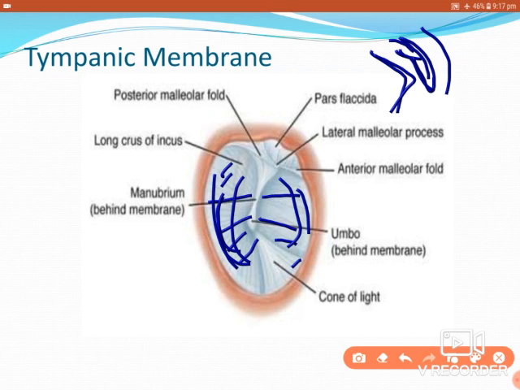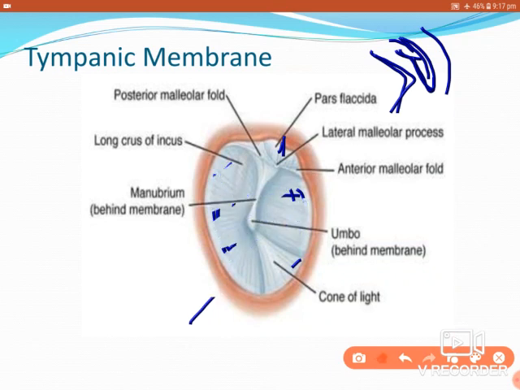So these three layers you can see in the pars tensa. In the pars flaccida, it is thin. The fibrous layer is replaced by loose connective tissue, and it appears pink in color. The color of the tympanic membrane is pearly gray. The pars flaccida is thin and appears pink in color, as the fibrous layer is replaced by loose areolar tissue.